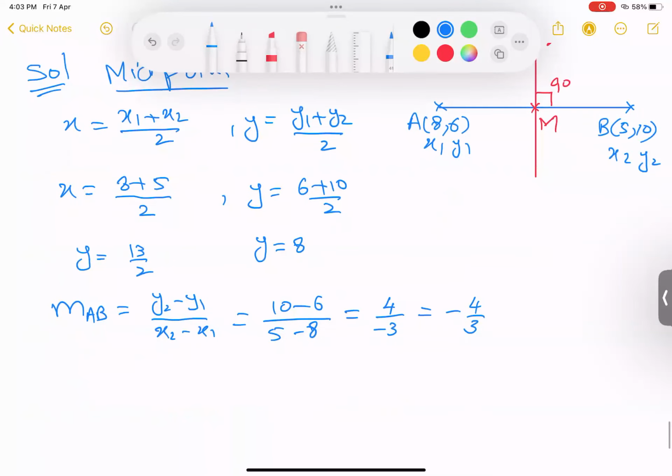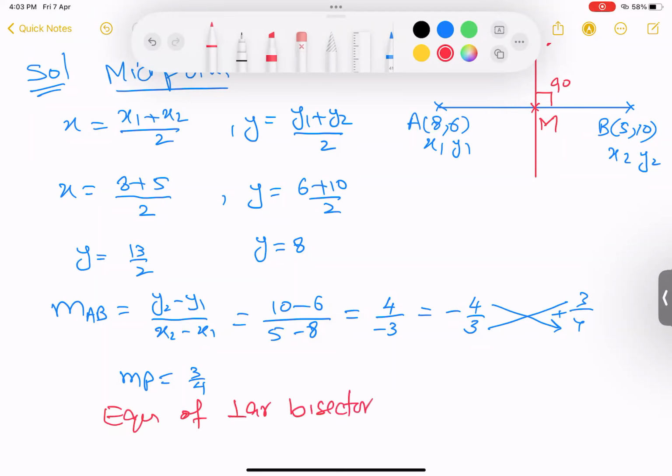Now as it is a perpendicular line, what is the gradient of the perpendicular line? Change the sign, flip it. Flipping means 4 will go down, 3 will go up, and the sign changes. The negative becomes positive. So I hope this is clear. Now I'm writing the equation. Final answer, equation of perpendicular bisector. How to find it? So I will use now the point and gradient.